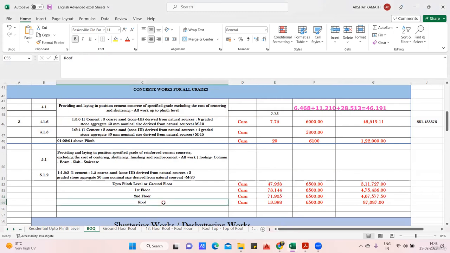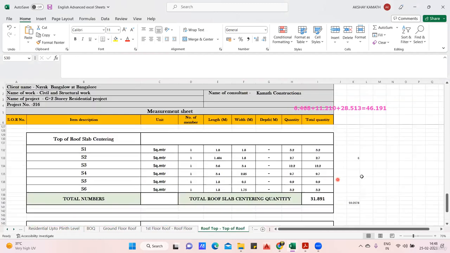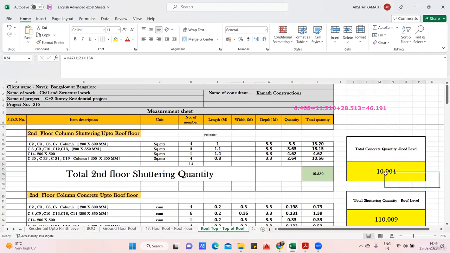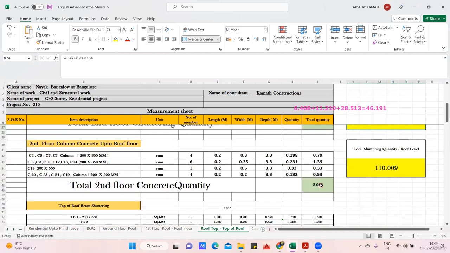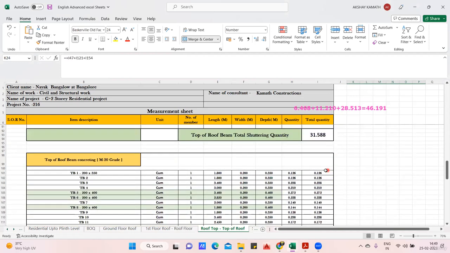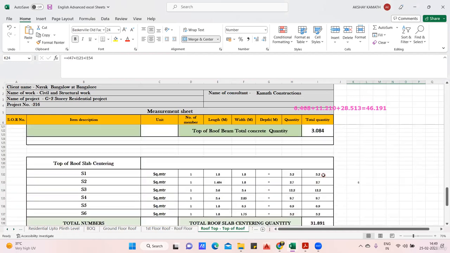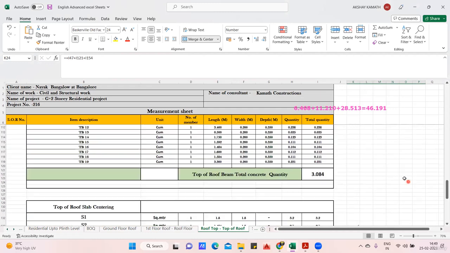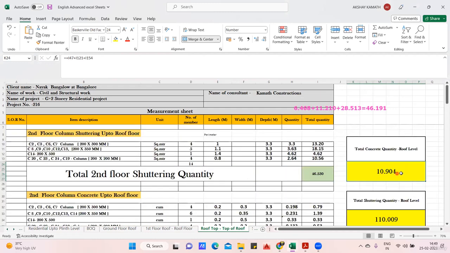Fine. And last is my roof level. Now come to the roof level. So I'll go to the roof. Tell me the total concrete quantity. Already I've done it. See, the total concrete quantity in the roof level is 10.904. Okay. That means you need to add 3.306 plus the rest. 3 plus 3 is 6, and 6 plus 4 is, sorry, 10. So roughly 10.904 concrete quantity is required.